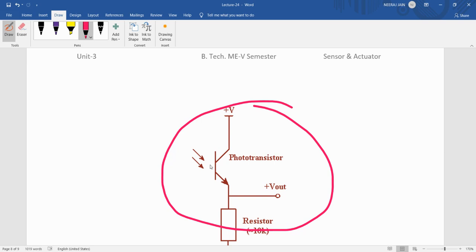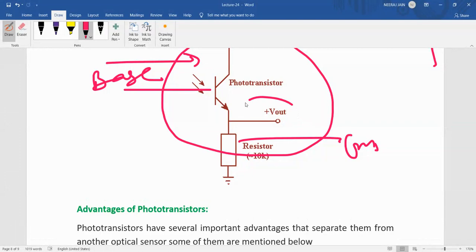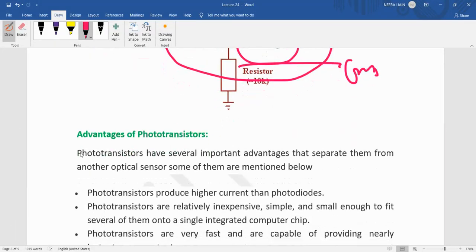It contains three terminals: the base terminal, the collector terminal, like a transistor, which has three terminals, and the emitter terminal. When light falls, current will flow and output voltage is obtained.